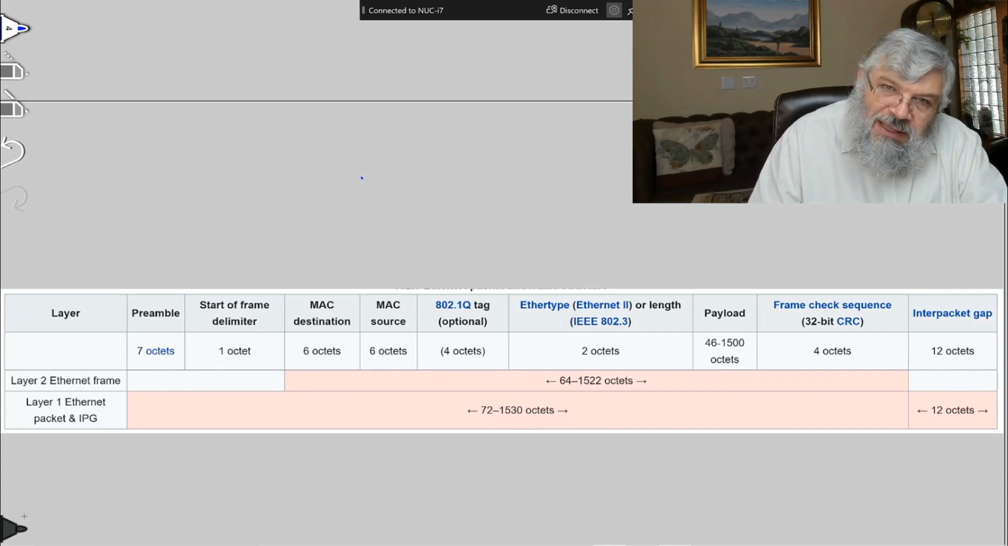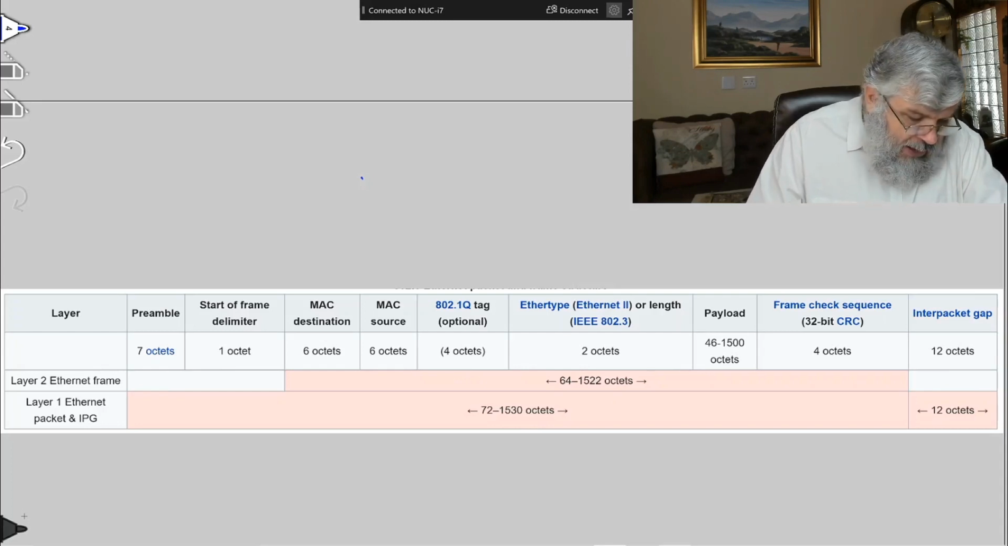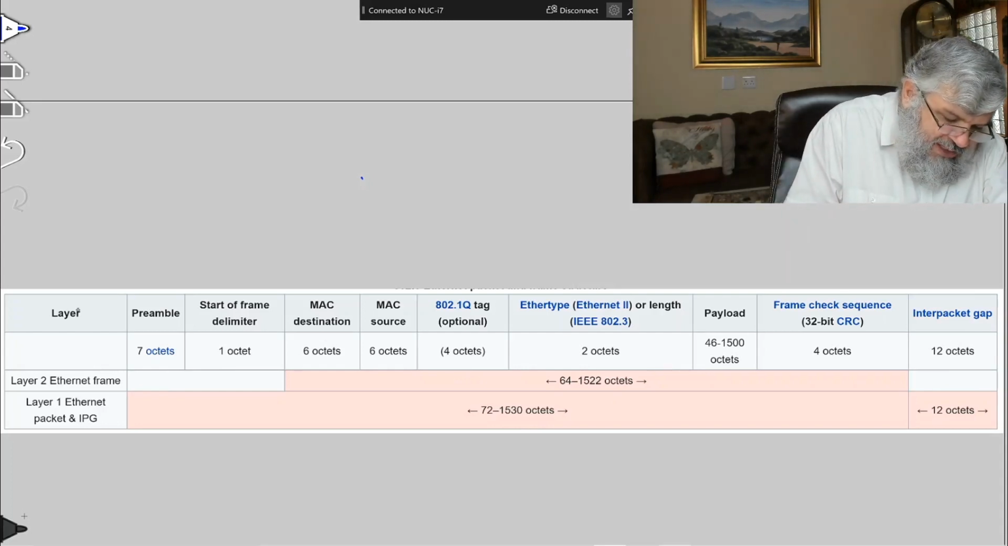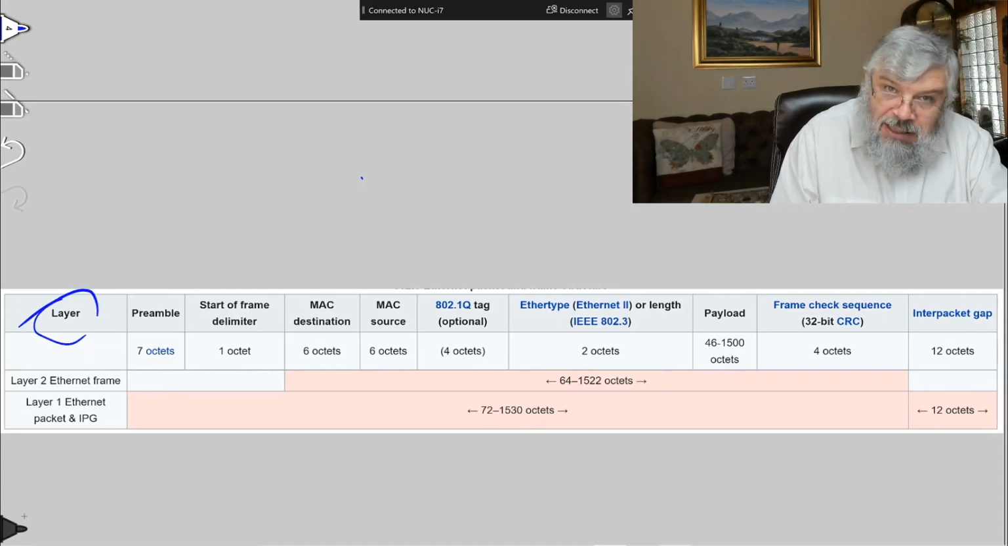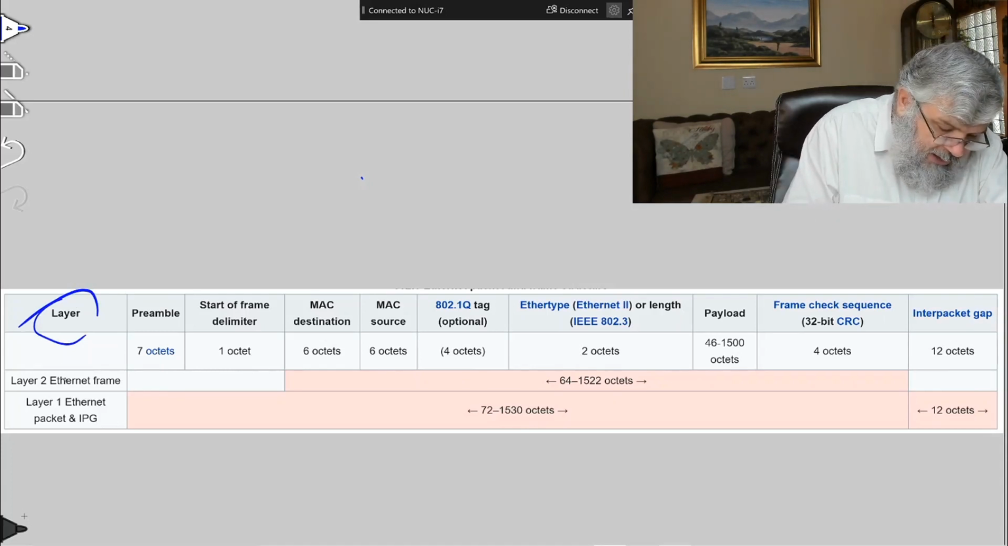Here we have the Ethernet frame, or more specifically, the IEEE 802.3 version of the Ethernet frame. This picture was downloaded from Wikipedia because we don't have the funds to buy the original from the IEEE. First heading that you will see is that of layer, and as you would expect, it talks about layer 2.